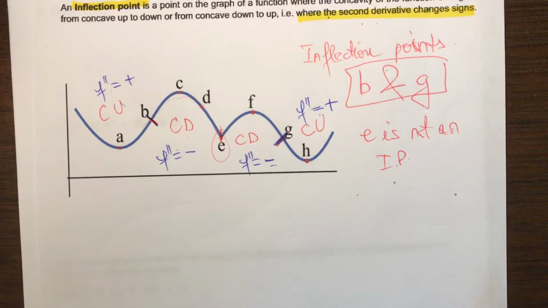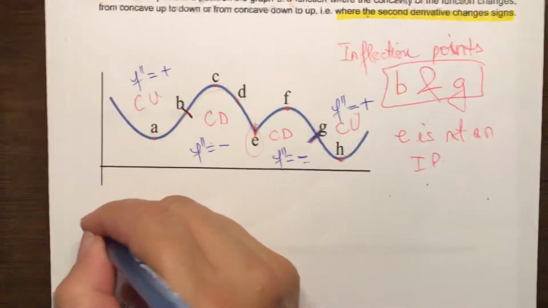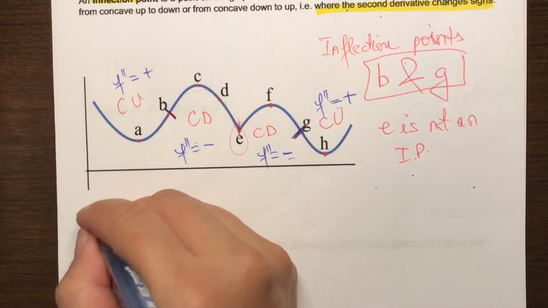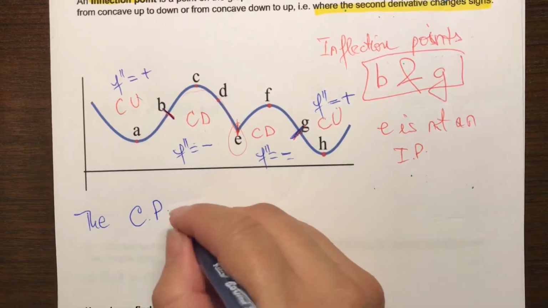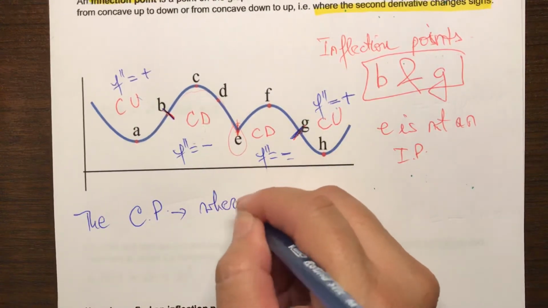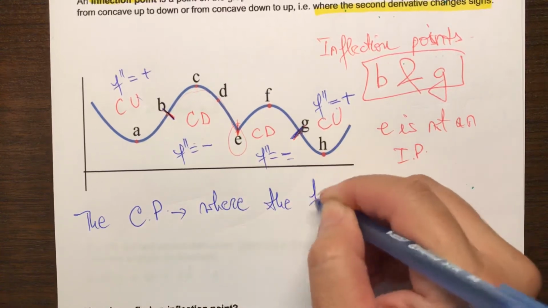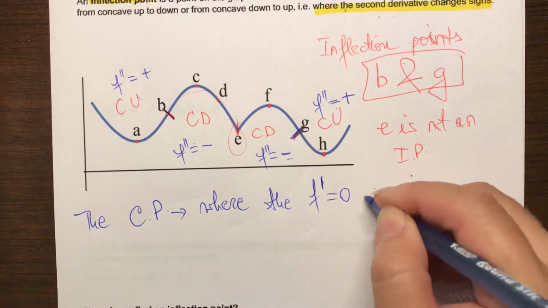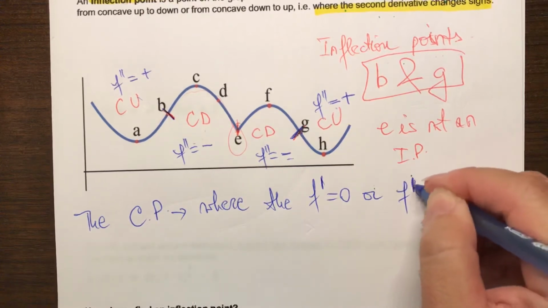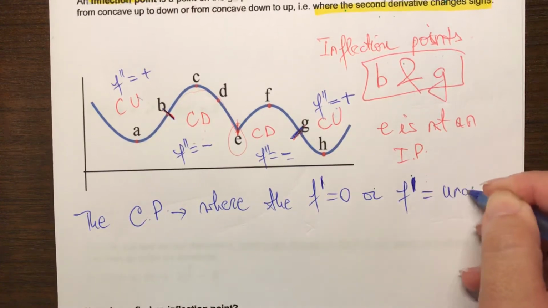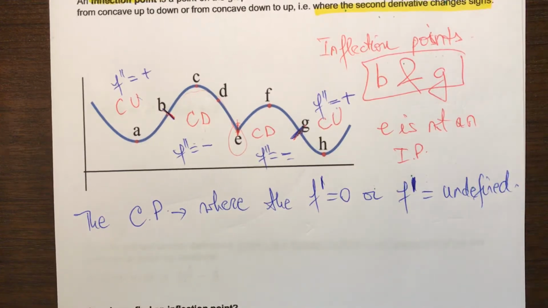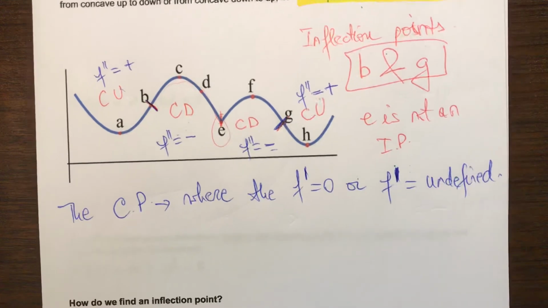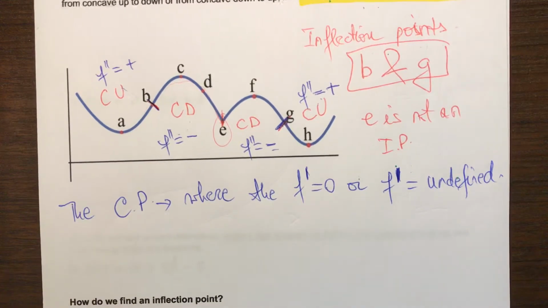So which ones are our critical points? Let me remind you. The critical points in our graph were where the first derivative was equal to 0 or it was undefined. The critical points are where we find possible mins and maximums. And to find our mins and maximums, we looked at where the derivative was 0 or undefined.